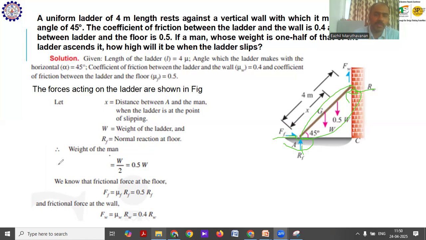We know that the frictional force on the floor, F, is equal to mu into R. That is, mu is nothing but the coefficient of friction. The coefficient of friction between the floor and the ladder is given as 0.5. So FF is 0.5 into RF. The frictional force on the wall is 0.4 into RW. That is, FW is equal to mu W into RW. That is, mu W is nothing but the coefficient of friction with respect to the wall and the ladder, 0.4 into RW.